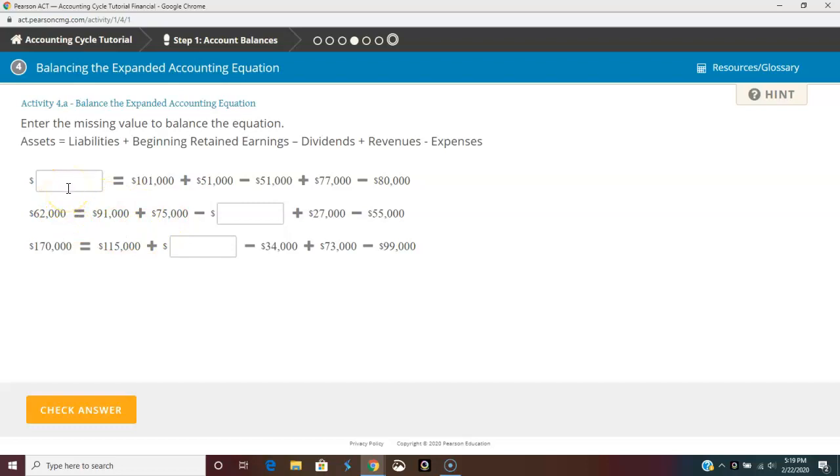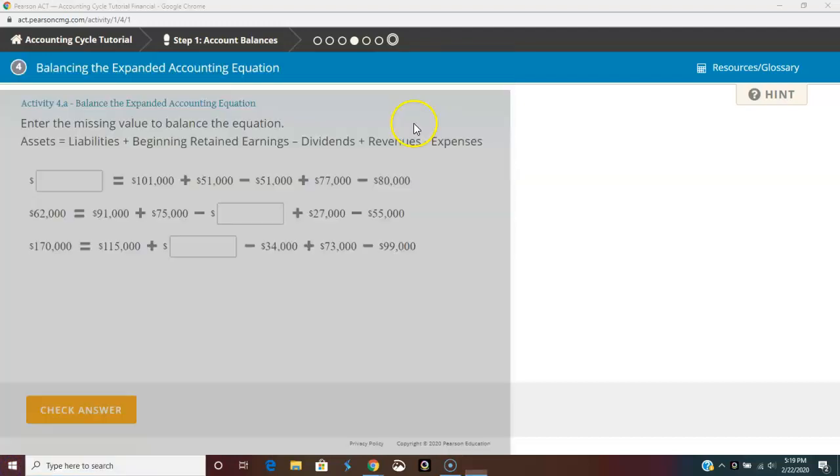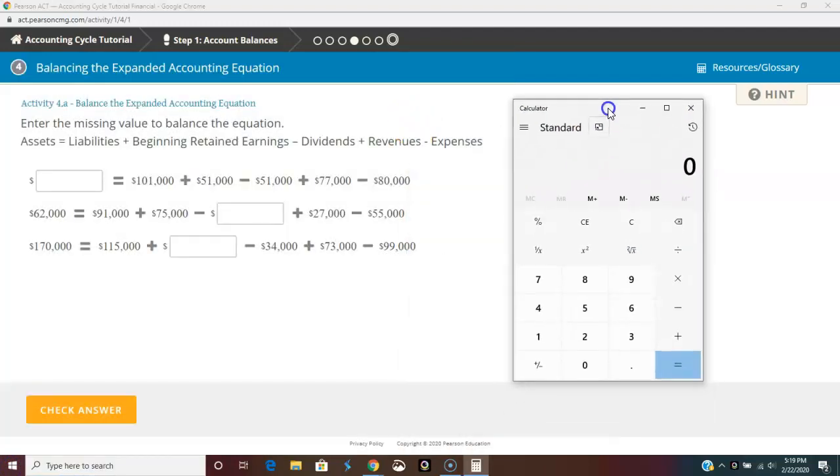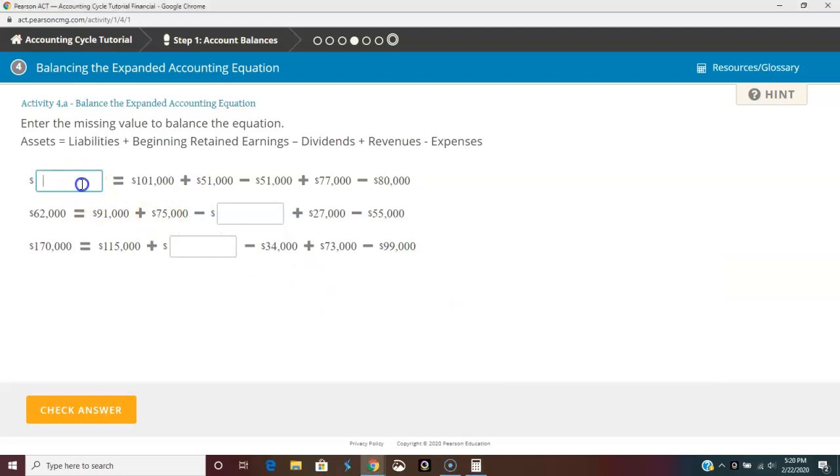Balance the equation. Enter the missing value to balance the equation. We know this is the equation, so we have to get out our calculator, because I can't do this in my head. 101 plus 51 minus 51, well, it was kind of silly to even add it in, plus 77 minus 80 equals 98.